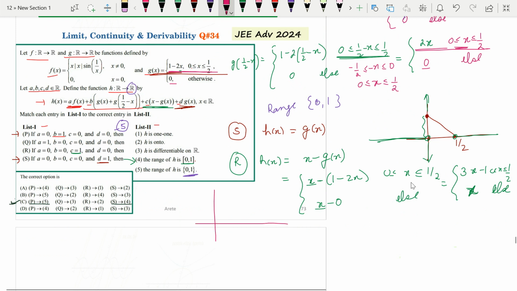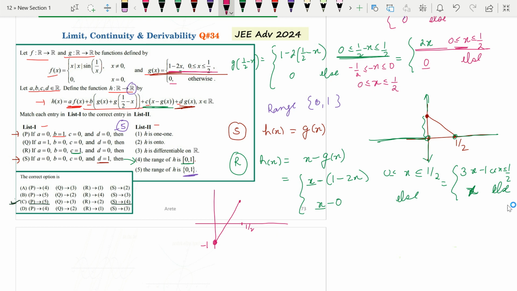Just see, 0 and half. At 0, it is minus 1. And at half, how much is it? 3 into 3 by 2 minus 1, that's half. So this is my point half, it is taking value half. So it's looking like that.